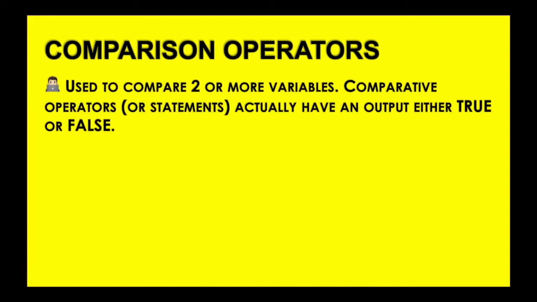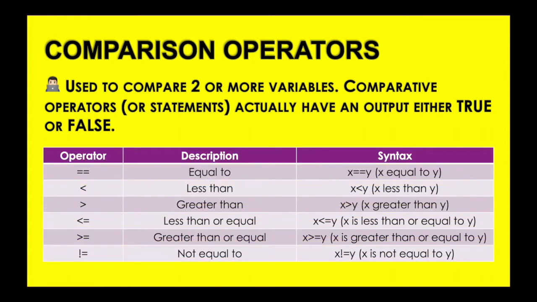So basically, when we say comparison operators, these are the operators that are used to compare two or more variables in our coding. Comparative operators or statements actually have an output of either true or false, a boolean output. So I have here the table for you, a summary of the different comparison operators available in Python programming.